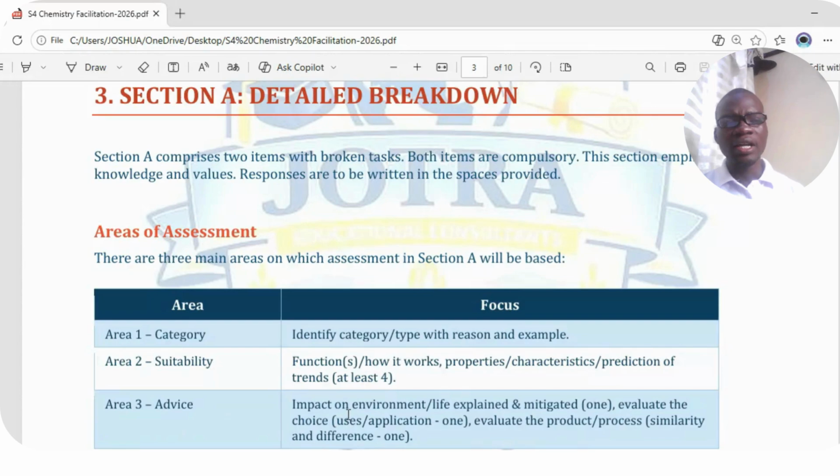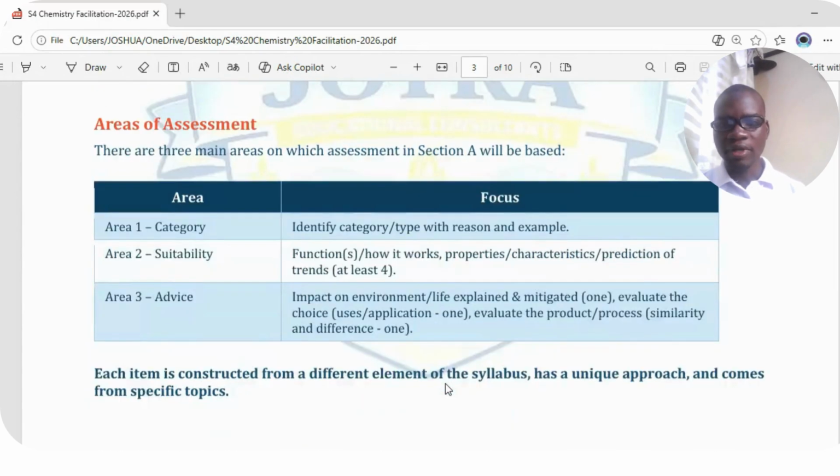Then in part item one, where you give us the evaluation in form of similarity and then differences. So here we gave the overview of the two items, the areas which are set and then the focus. But we are going to go through the detailed breakdown for the two items respectively, item one and then item two specifically.